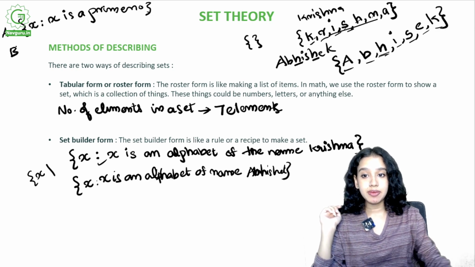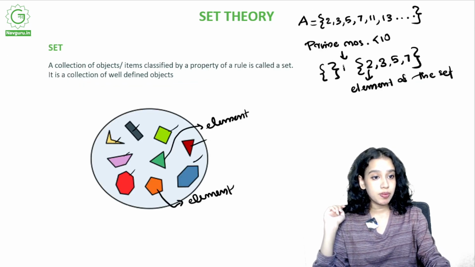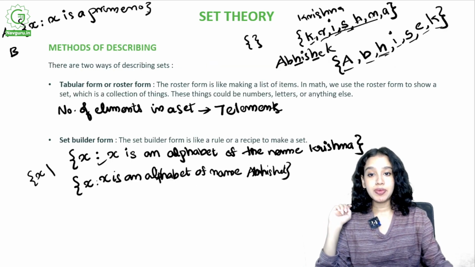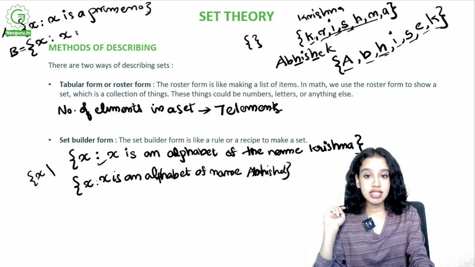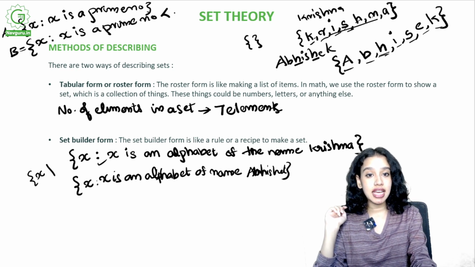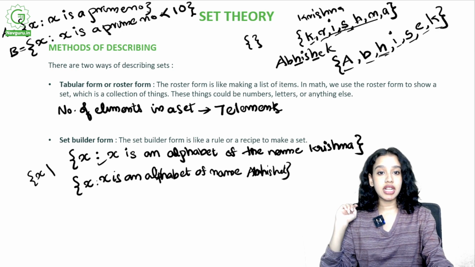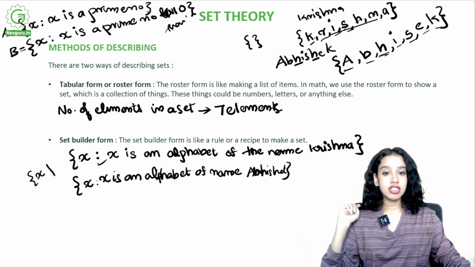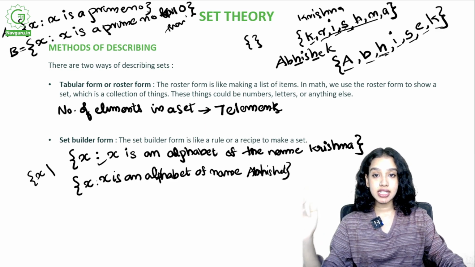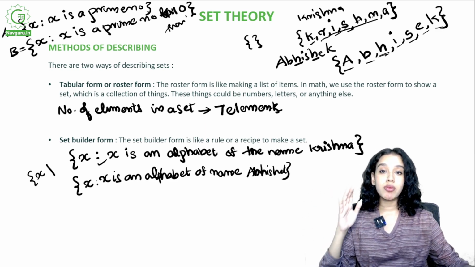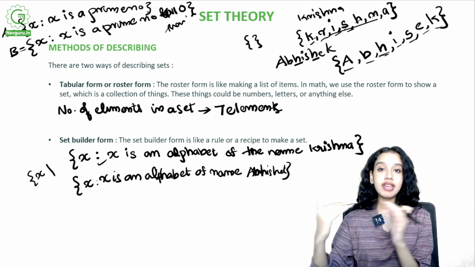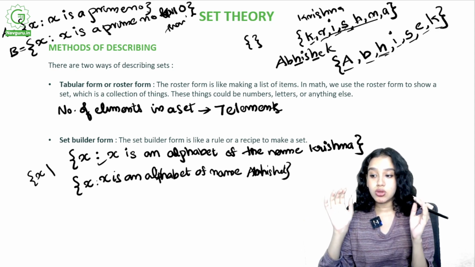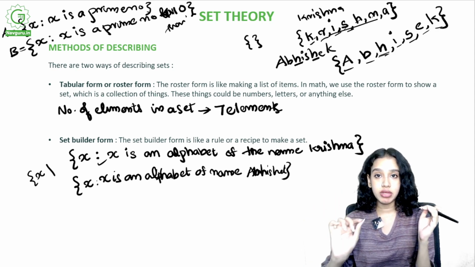Now, what is the set B? Let's take this as set B. So, B is equal to the set of X such that X is a prime number which is less than 10, right? We could write it as less than 10. So, these are the two forms of describing a set: tabular form or roster form, where we just use curly brackets and list out the elements, and set builder form, where you write what X or an element is, right?